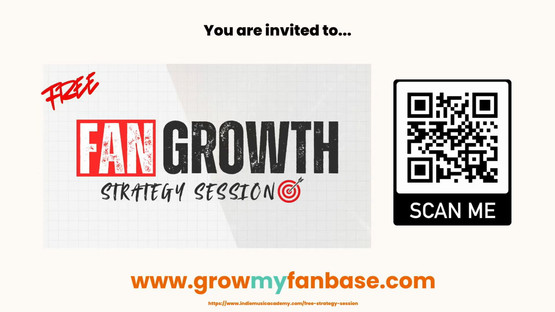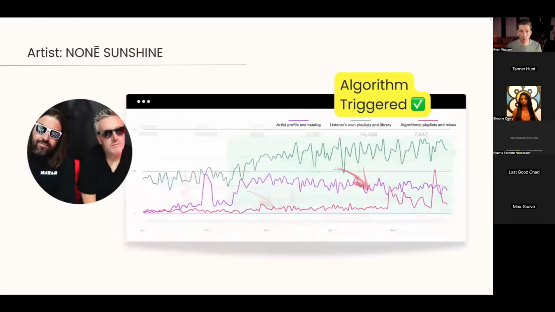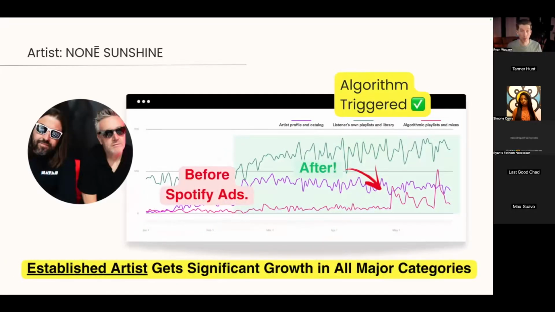I would just want to show you some of the differences that this can make once you install something like this. This is an artist that we worked with. We 5x the number of streams overnight. Here's another artist who started some Spotify ads. They added that traffic arm to their strategy. They were doing other stuff before, and they just started triggering the Spotify algorithm way more right around here. It's free streams. That's what the Spotify algorithm is.